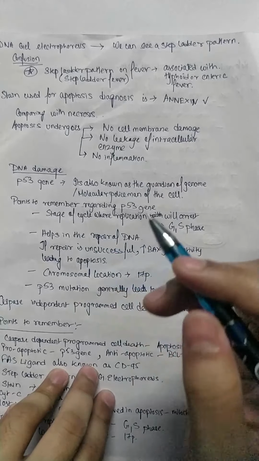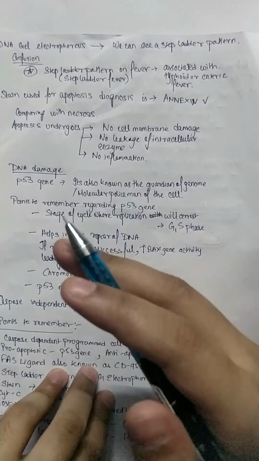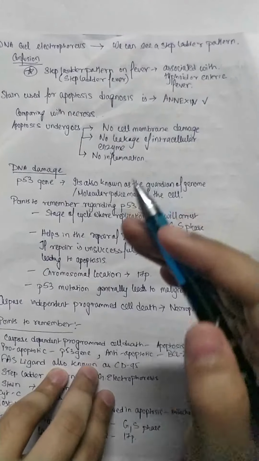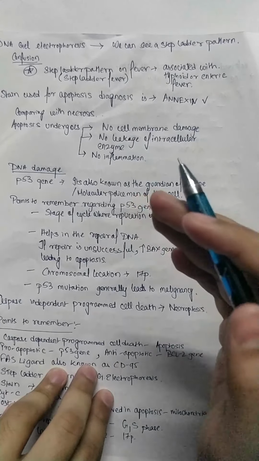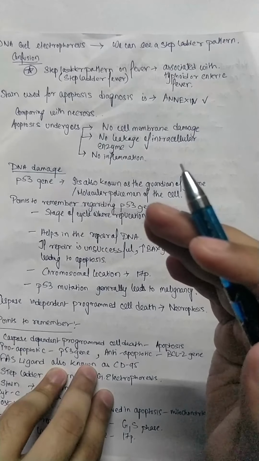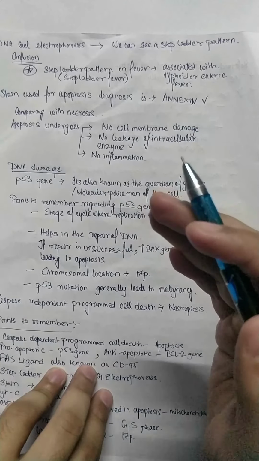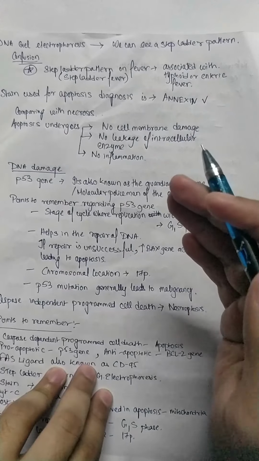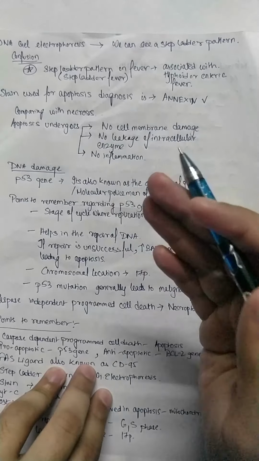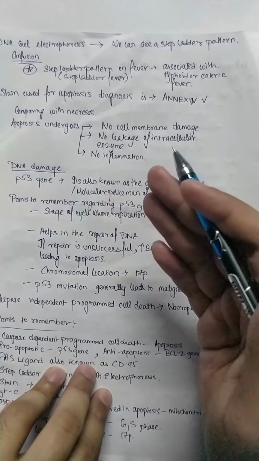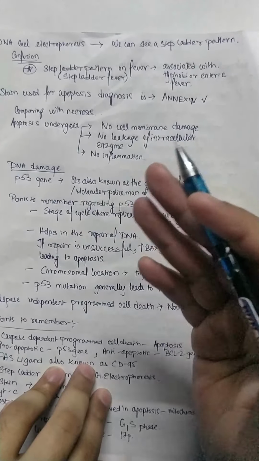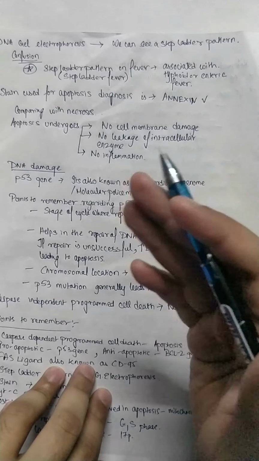Now comparing apoptosis with necrosis, apoptosis undergoes no cell membrane damage, whereas in necrosis there is visible cell membrane damage. In apoptosis, no leakage of intracellular enzyme is seen, whereas in necrosis there is leakage of intracellular enzymes. And in apoptosis there is obviously no inflammation, whereas in necrosis there is visible inflammation.